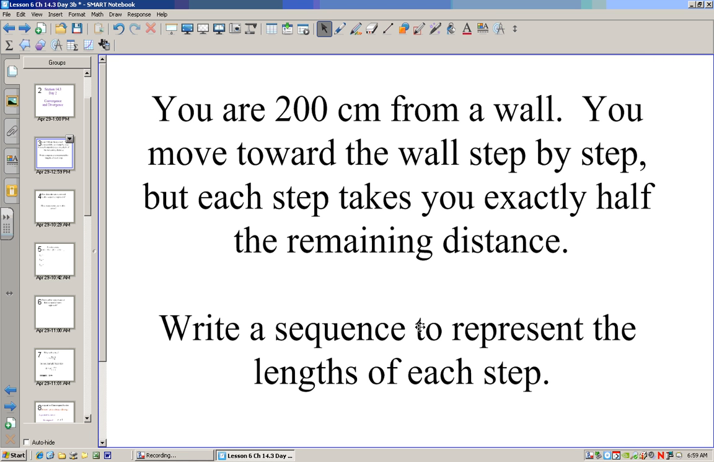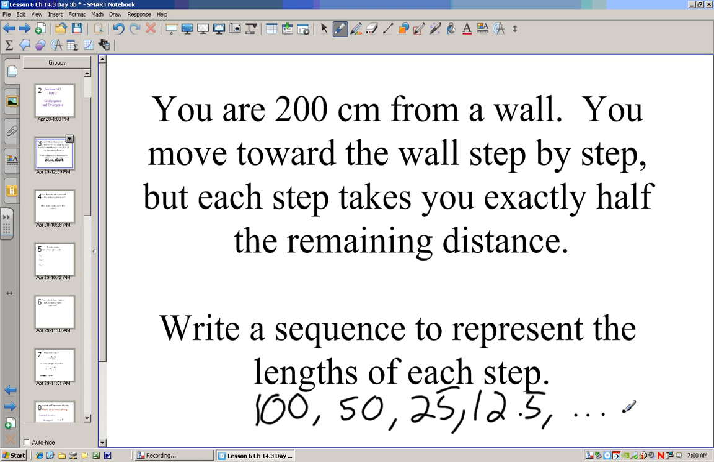You move toward the wall step by step, but each step takes you exactly half the remaining distance. Write the sequence to represent the lengths of each step. So my first step, if I go half the distance, will be 100. My next step will be 50. The next step will be 25. The next step will be 12.5, and so on and so on.